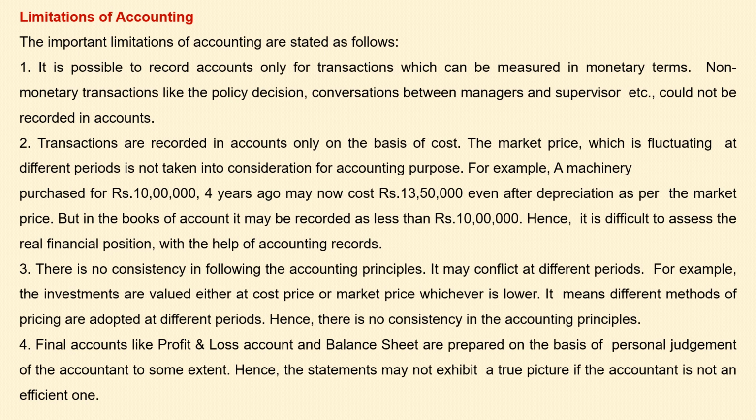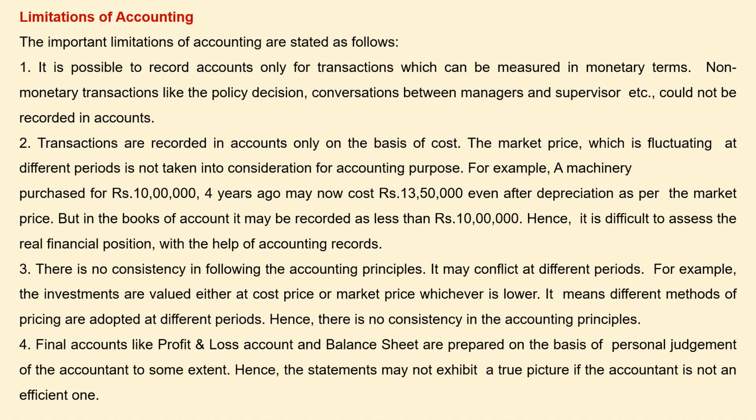Second one, the transactions are recorded in accounts only on the basis of cost. The market price, which fluctuates at different periods, is not taken into consideration for accounting purposes. For example, a machinery purchased for rupees 10 lakhs 4 years ago may now cost rupees 13 lakh 50,000 even after depreciation as per the market price. But in the books of account, it may be recorded as less than rupees 10 lakhs. Hence, it is difficult to assess the real financial position with the help of accounting records.